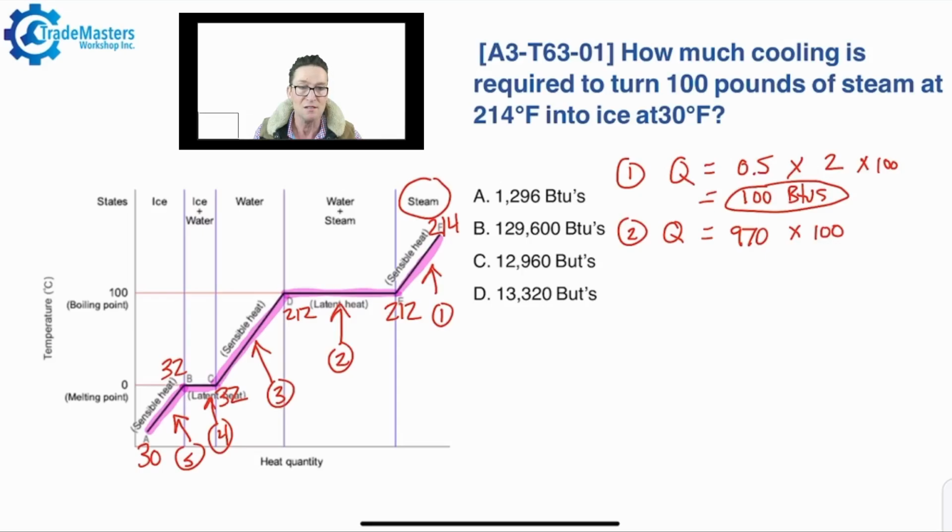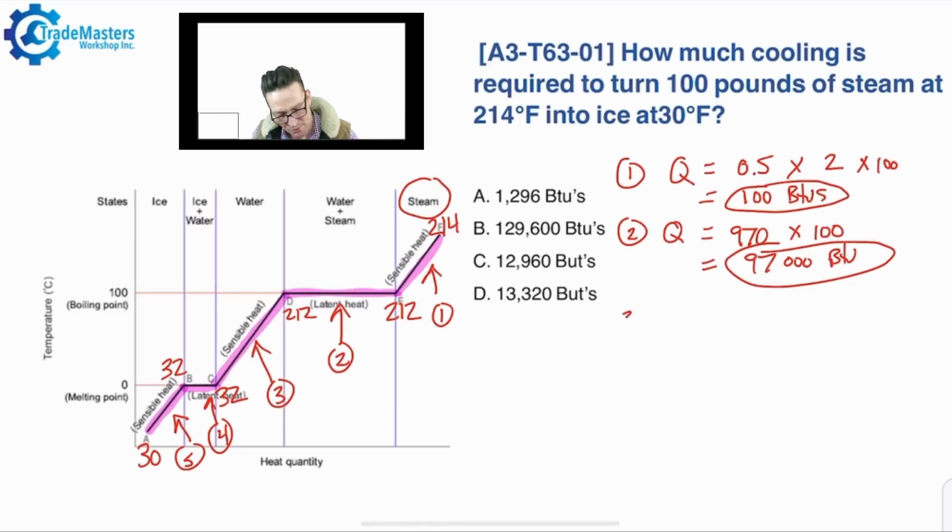It happens at a constant temperature, so we don't have to worry about any changes in temperature. There's no delta T. So this is a pretty straightforward multiplication, but I'll still use my calculator so I don't miss any zeros. It looks like I'm going to have 97,000 BTUs being removed in step 2. All right, let's go to step 3.